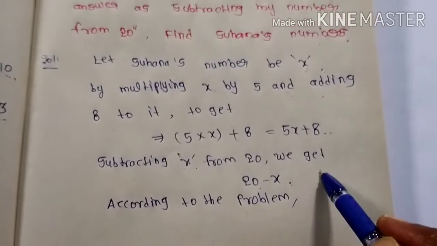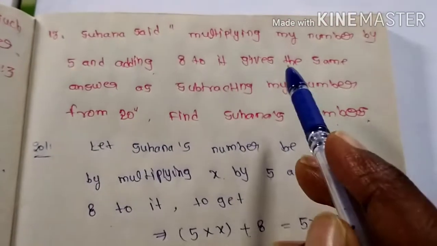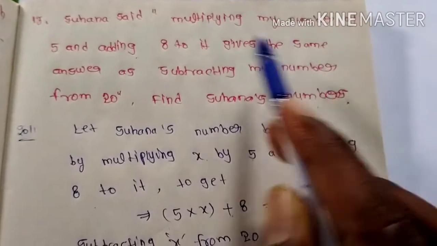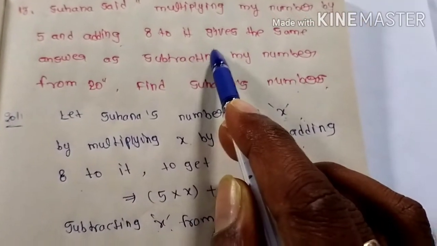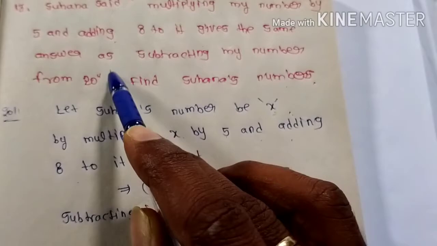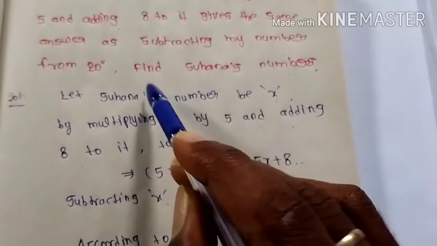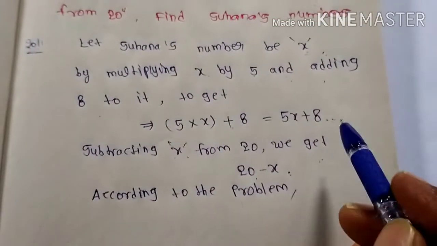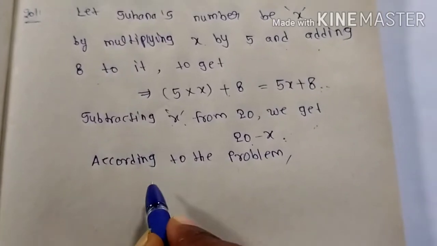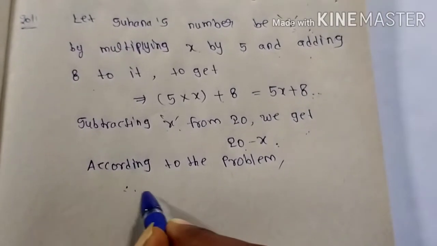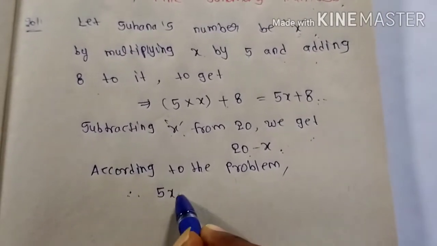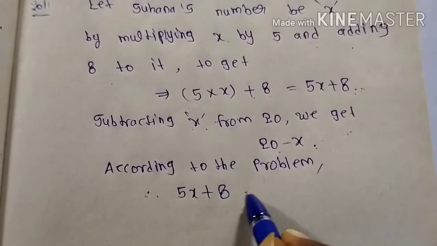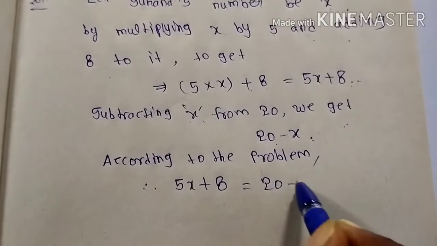These two are equal or not? Yes or no? See here, clearly mentioned: multiplying my number by 5 and adding 8 to it gives the same answer as subtracting my number from 20. That means these two are equal. You can write here, therefore, 5x plus 8 is equal to 20 minus x.